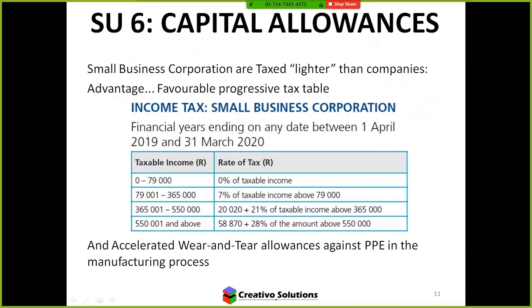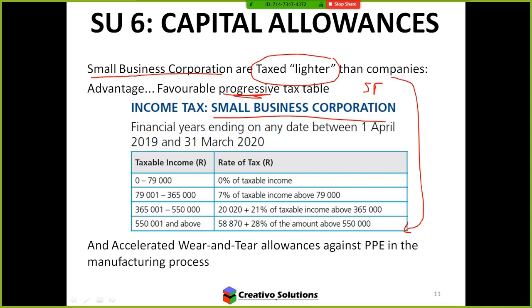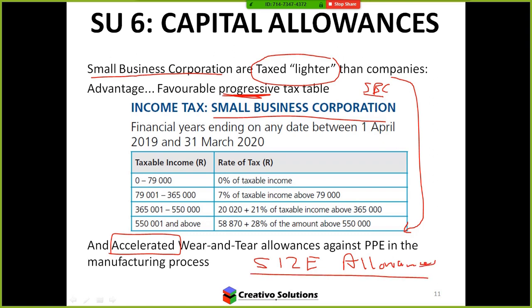Yes. Okay, good. So I've just put a note here regarding the SBC. It's even taxed lighter, inverted commas, because of the sliding scale. This we spoke about previously. This is a progressive system. The more I earn, the more I pay. Who does this apply to? It applies to an SBC, small business corporation. Small business corporations not only benefit from having to pay less tax, they also get these accelerated wear and tear allowances, and we just looked at it, section 12E allowances, deductions. The word accelerated means they can write it off quicker, and that's better. That benefits them because they don't have to pay more taxes in the early stages of their business.